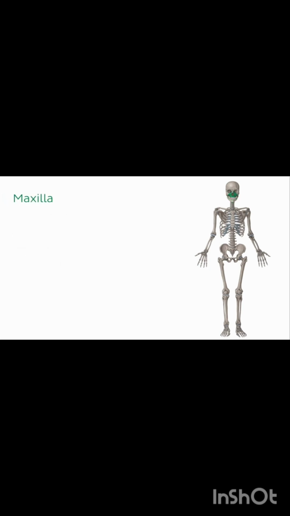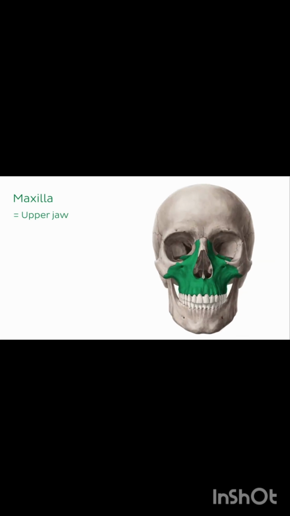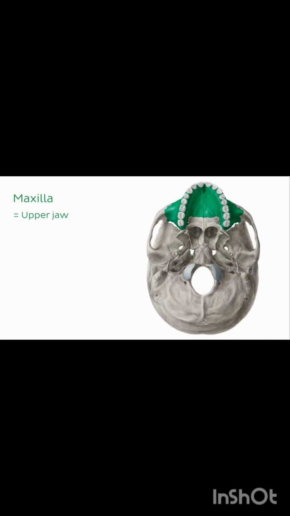So here we see the maxilla, which is a vital bone of the face. This bone, which is also known as the upper jaw, contributes to the formation of the orbit, the nose, and the palate. Let's zoom in so we can see it a bit better. If we flip our skull to view it from below, we can see that it also houses the upper teeth, and therefore plays an important role in mastication and communication.